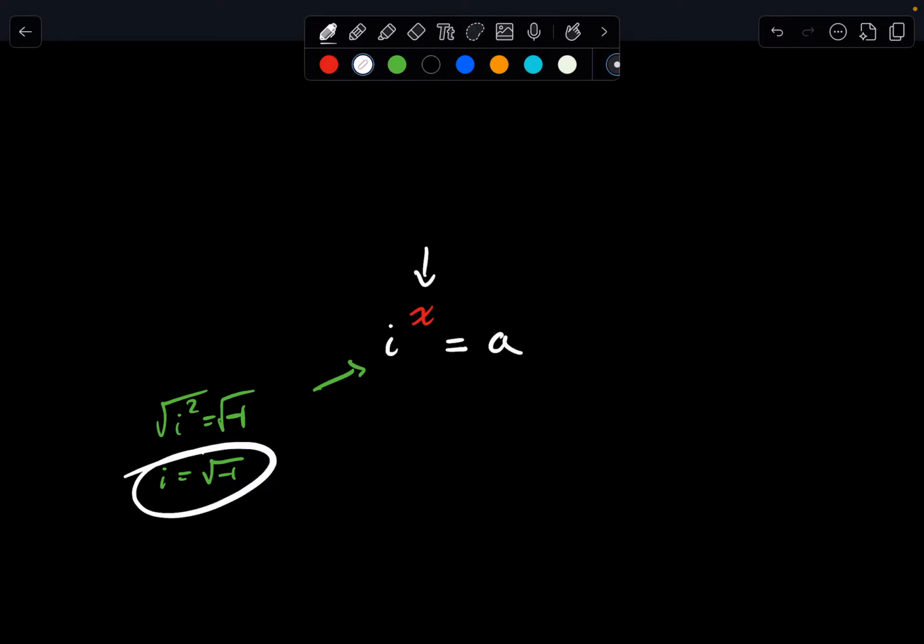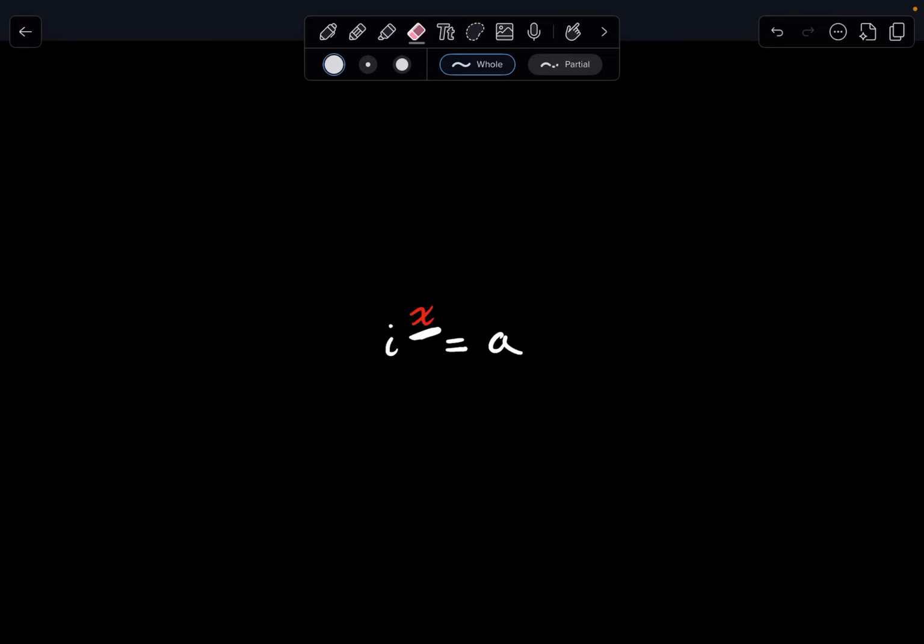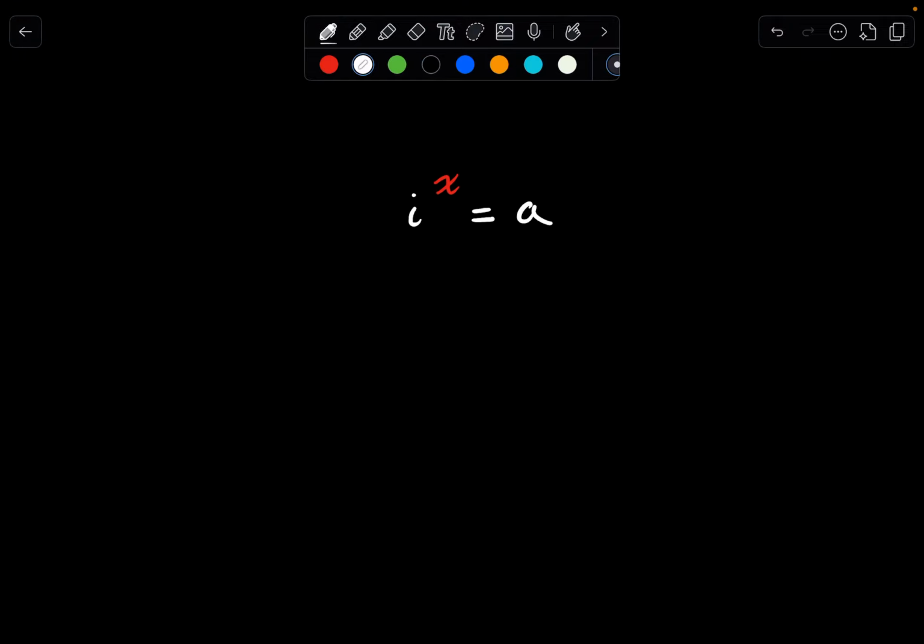x is what we're solving for. We're trying to see if we can find x in terms of i and a. All right, let's get right into it. And i, of course, is the imaginary number. Okay, so the solution for this is actually really simple.